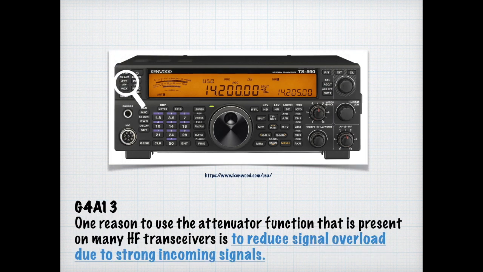You need to know for the exam that one reason to use the attenuator function that is present on many HF transceivers like this TS-590 is to reduce signal overload due to strong incoming signals.